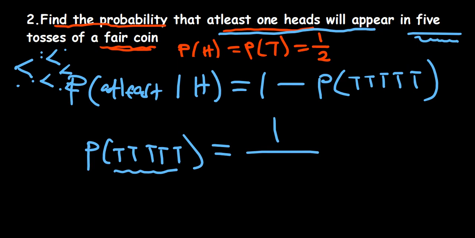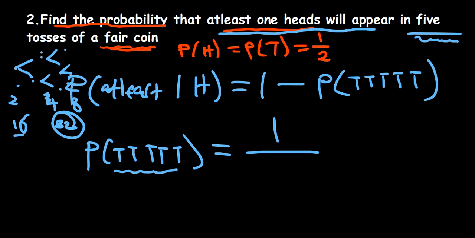So in the first experiment you're going to have 2 outcomes. In the second one you're going to have 4 outcomes. In the third experiment you're going to have 8 outcomes. In the fourth one you're going to have what? 16, that is 8 multiplied by 2. And in the fifth one at the end, we're going to have 32. So there are 32 total outcomes in this experiment.